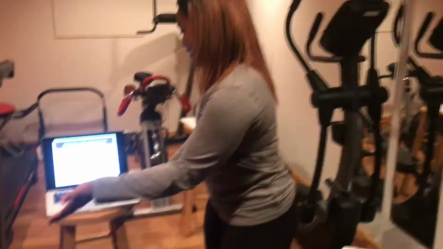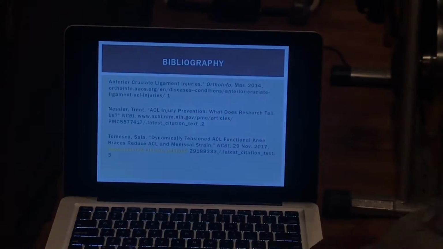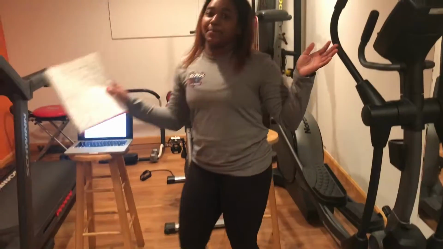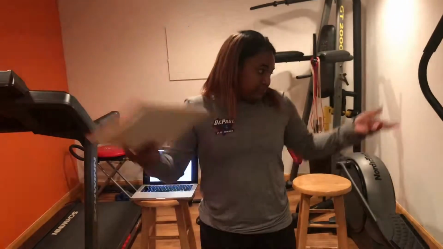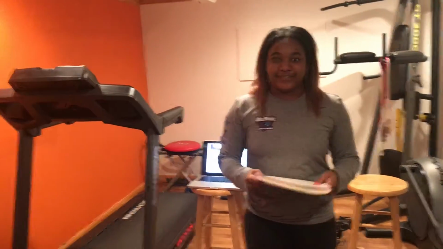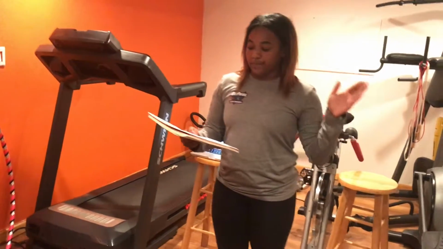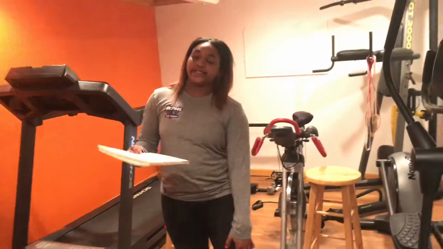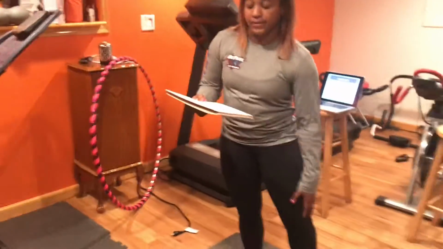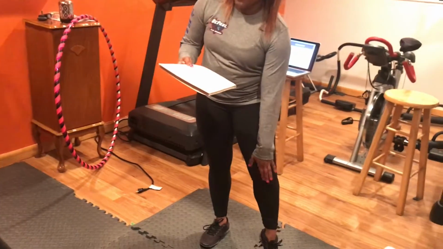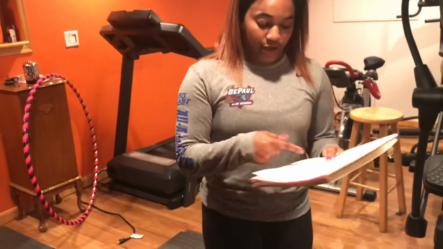This is my presentation. That's that slide, and that's my bibliography. So, with that being said, I am going to be my own subject that does the individual activities. To prevent ACL injuries, the best way is to strengthen the muscles in the patella around your knee. So the first thing that I have is just a straight leg raise.